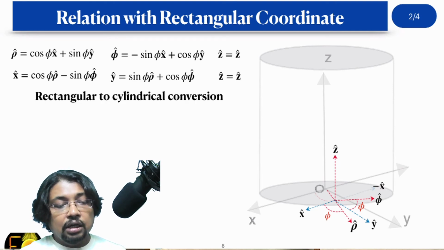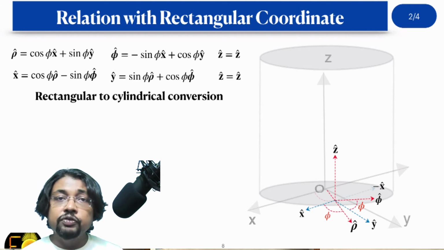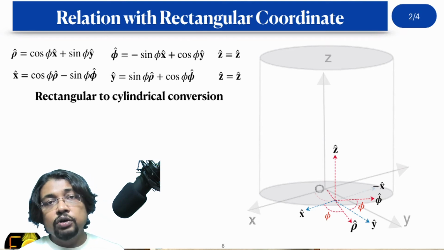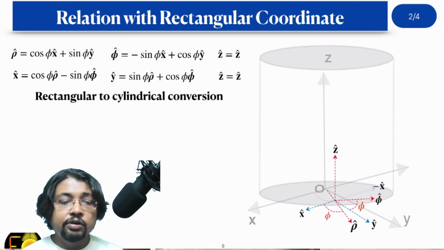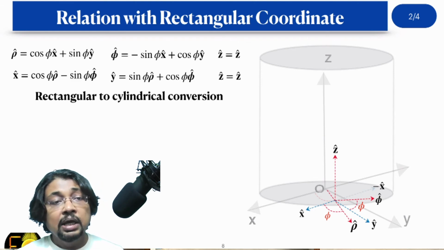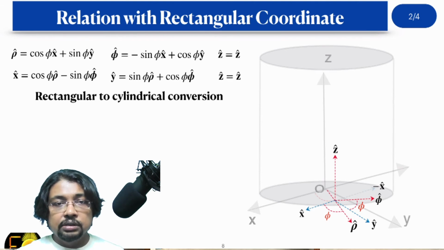Next, the actual conversion between rectangular to cylindrical coordinate system. Conversion means here I have converted the unit vectors. Now, suppose a vector is given, a vector quantity, that means A, V, whatever, any arbitrary vector is given in rectangular coordinate system. How can you convert it into the cylindrical coordinate system? That is of our primary interest.